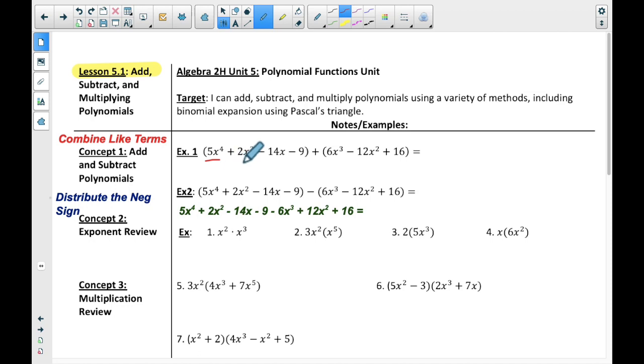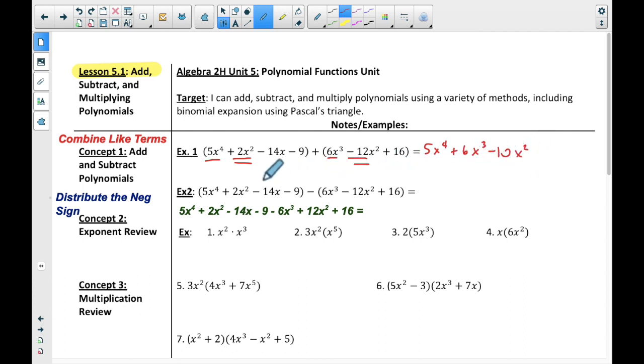So like 5x to the fourth, well, it doesn't have another 5x to the fourth anywhere, so I just need to write that one off by itself. Then I go down, I look for my x to the third. Well, there's no x to the third over here, but there is an x to the third over here, so I can add that over here. And then I look for my x to the second. Well, this time I have an x to the second here and an x to the second here. And so a 2x to the second and a negative 12x to the second gives me a negative 10x to the second. I look for my x.